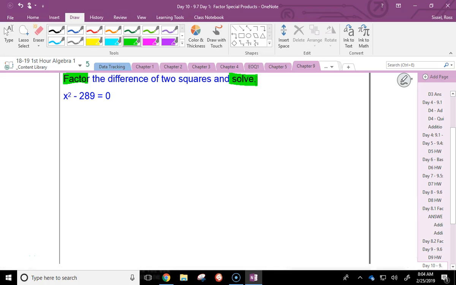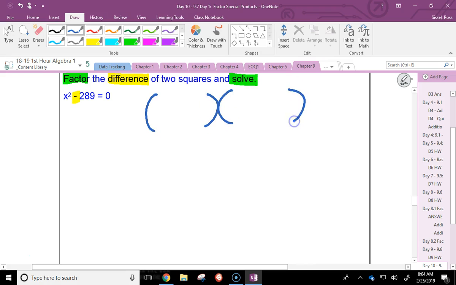Since it's the difference of two squares, make sure that it is subtraction. Okay, let's set this up. Since it's going to be different, I know I'm going to have two of these, and the square root of x, x. We have to have a positive and a negative. Can I find the square root of 289? 17. Is this my answer? No.